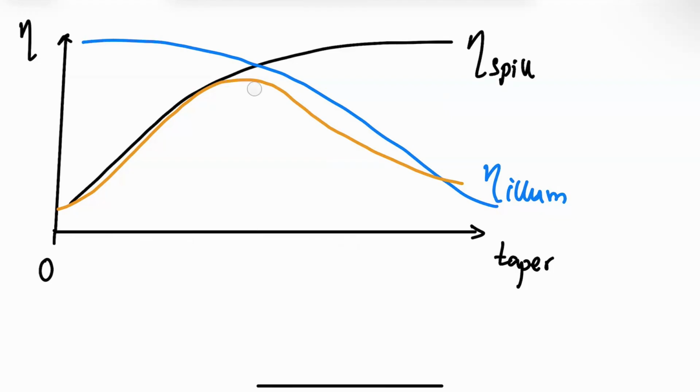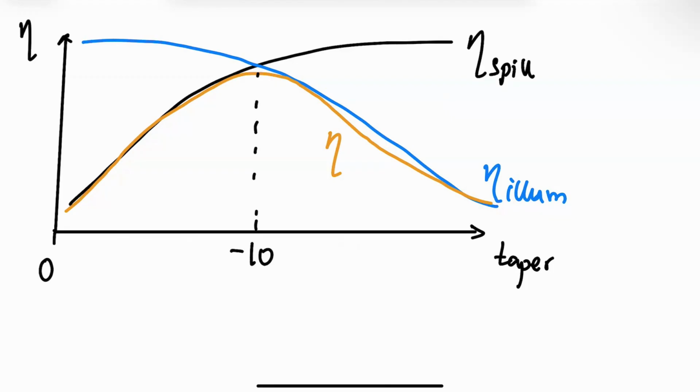So let me also redraw this one. So maybe the maximum is something like that, right? Okay, so this is the total eta. And I'm saying, okay, this peak maybe happens at around -10, but it can happen at different values depending on the actual distribution of your feed. Okay, let's say this is -20.